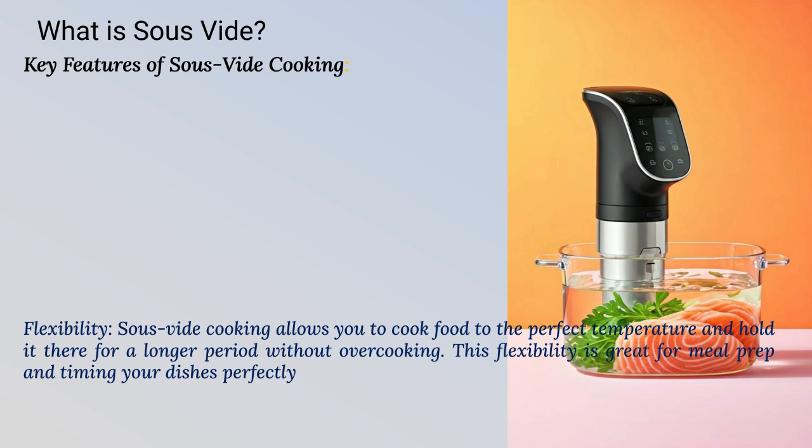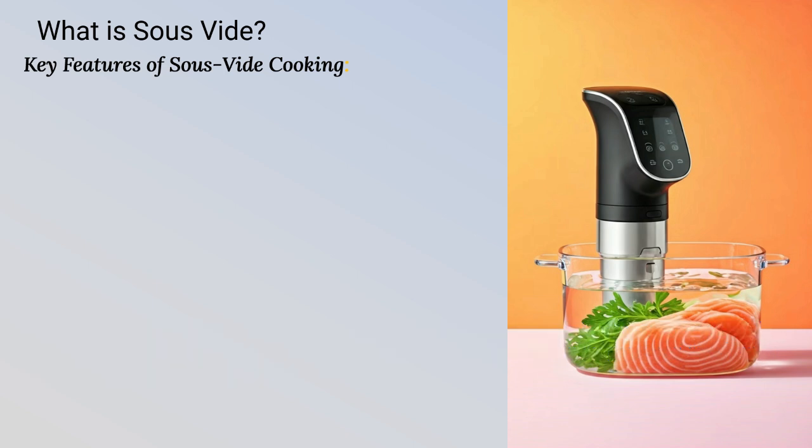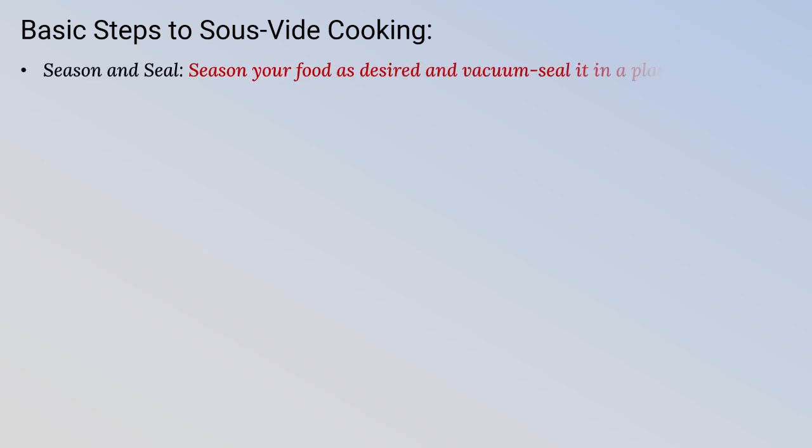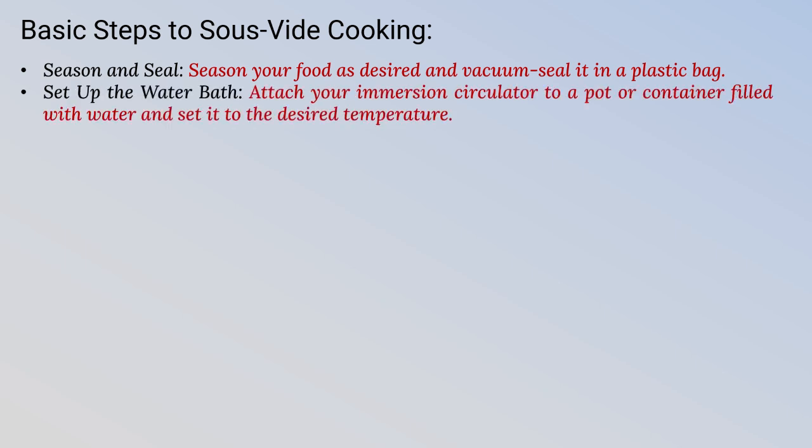Let us take it a little further for our understanding. Basic steps to be followed in sous vide cooking. Firstly, season your food as desired and vacuum seal it in a plastic bag. That is the first priority. Season the food, vacuum pack it in a plastic bag, and seal it properly. Next, set up the water bath.